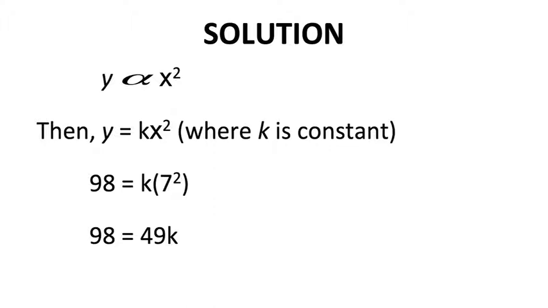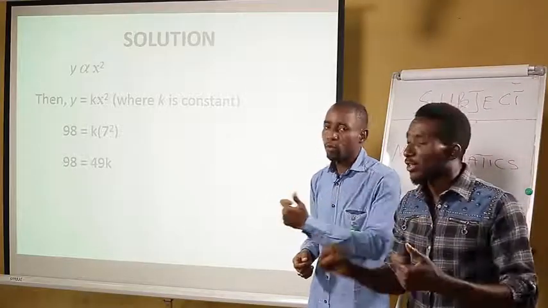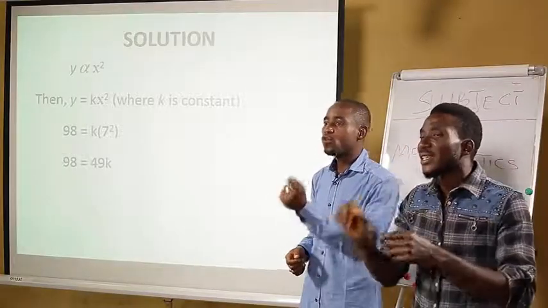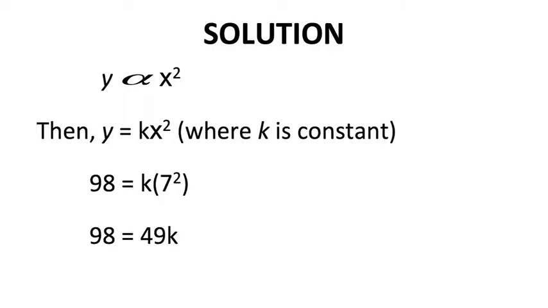That is a sign of proportionality. Then, to remove the proportionality sign, you must introduce a constant. Therefore, this can be written as y equals kx squared, where k is our constant.